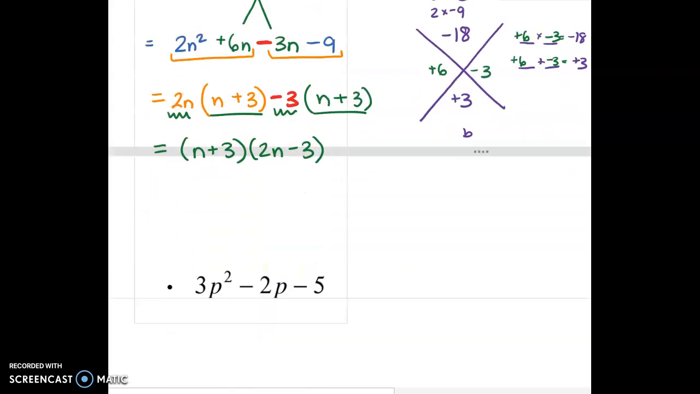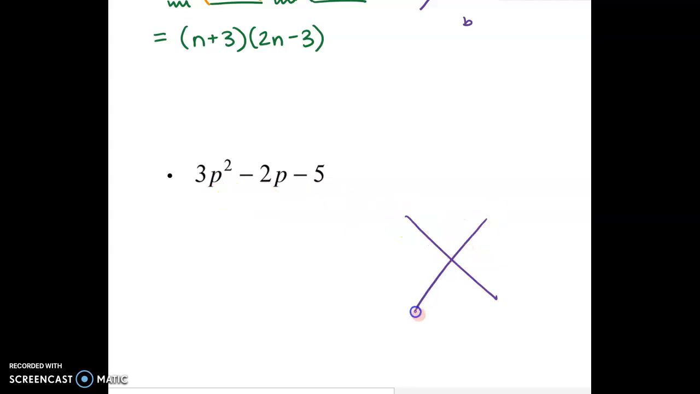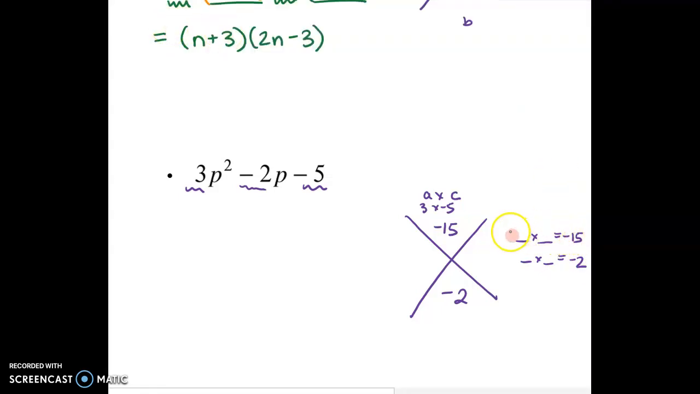Let's do one more just in case, and I know this is getting long, but just to make sure we get this. So now I'm doing my x method, and I'm looking for the a times c. Here's my a, here's my c, so that's 3 times negative 5, which is negative 15. And then the bottom term is my negative 2. So two numbers that multiply to negative 15, and those same two numbers must add to negative 2. Those two numbers are going to be a negative 5 and a positive 3.